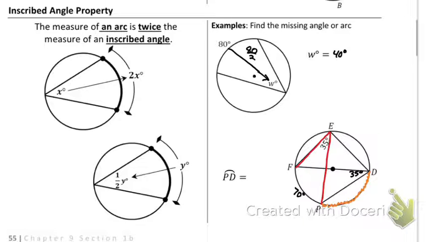Joaquin. You know that FPD is a semicircle. And what's the measure of a semicircle? 180, so it's 180 minus 70. Yeah, so if all of that's 180, I just have to do 180 minus that 70. That must be 110, right?